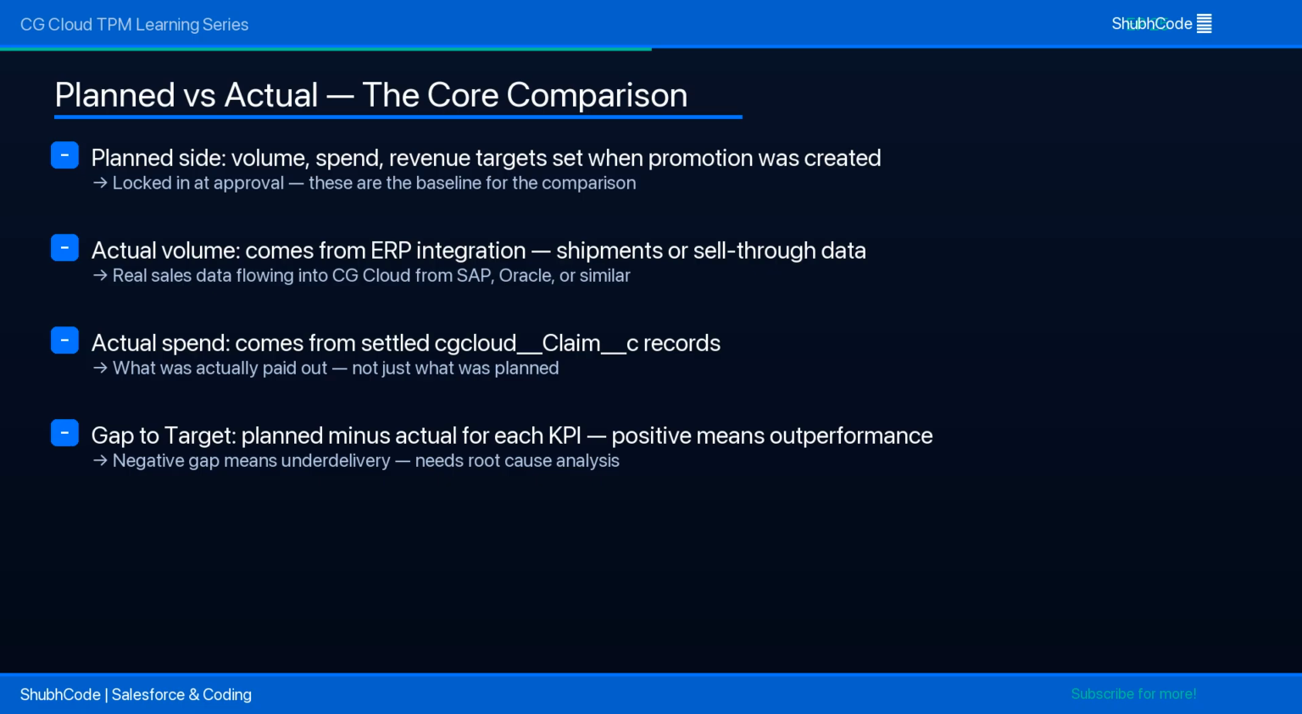CG Cloud compares these two columns and calculates the gap. Gap to target is a key metric. How far off the KAM is from their plan on every KPI. Positive gap means outperformance. Negative gap means the promotion underdelivered.